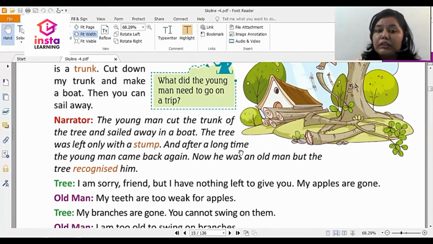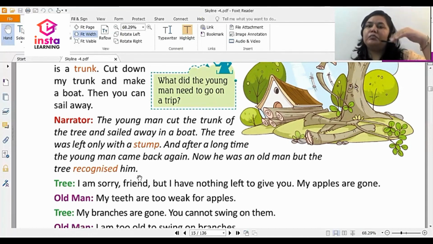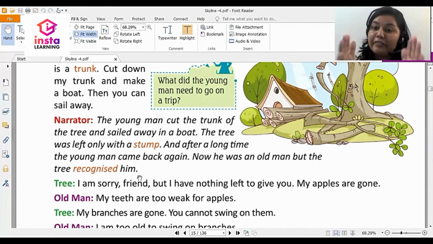And after a long time, the young man came back again. Now he was an old man, but the tree recognized him. Recognize means to identify someone. So now this boy who had turned into, let's say, a bigger boy, and then to a man, and then to an old man, even then this tree was able to identify that this old man is the same little boy who used to play with my branches.